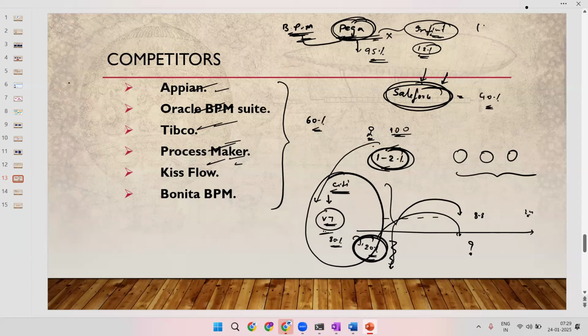So finally, in the BPM category, there is no other equal competitor for Pega. Maybe in Google, if you search for a low code platform or no code platform, you'll get Pega as the option. Other things also you might get, but as I told you, hardly 50 or 60% automation is completed there.